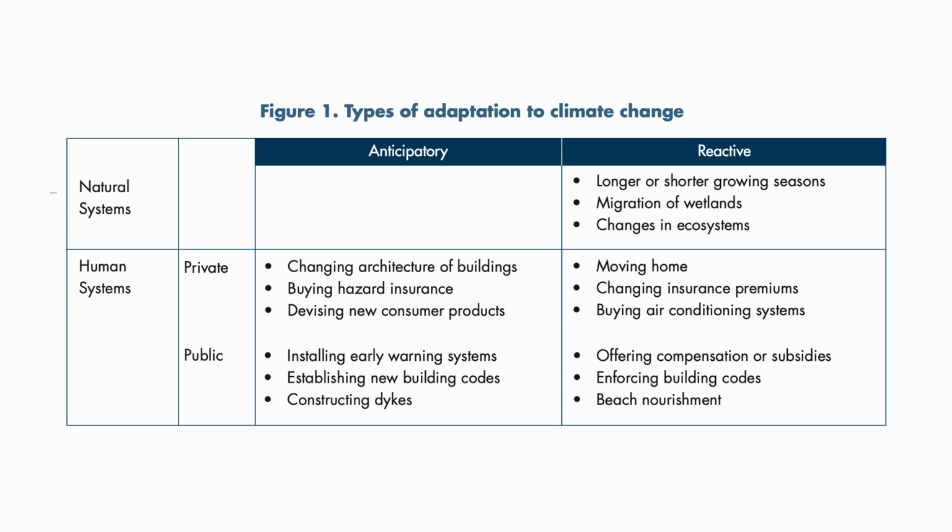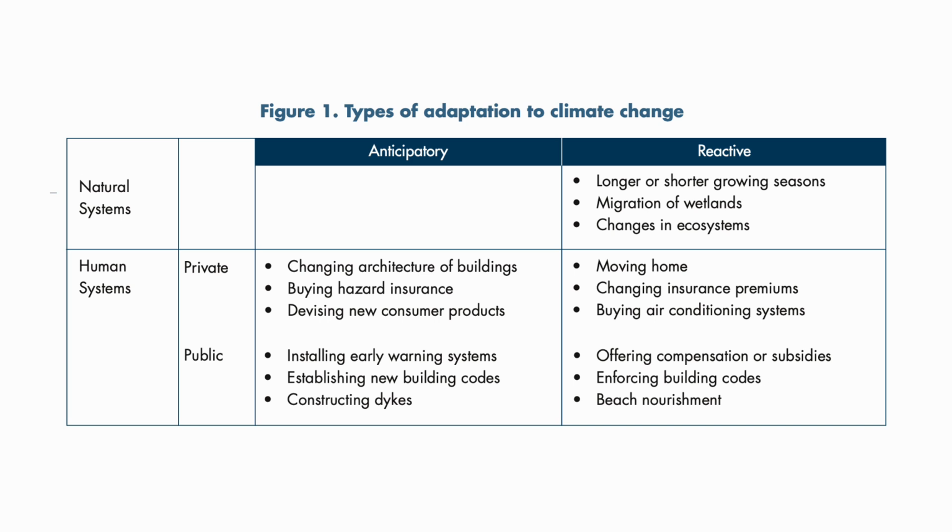Now, natural systems, obviously, if there is a natural system, it will react to what's happening. Natural systems cannot anticipate changes to climate. They just respond to what's happening around them. So we see, for instance, wetlands changing. We see ecosystems changing over time as well. We see maybe animals migrating at different times of the year.